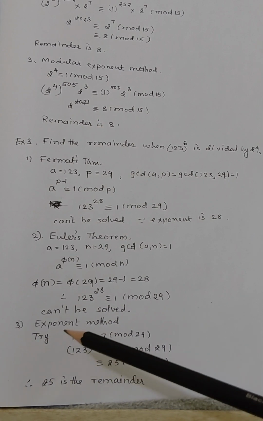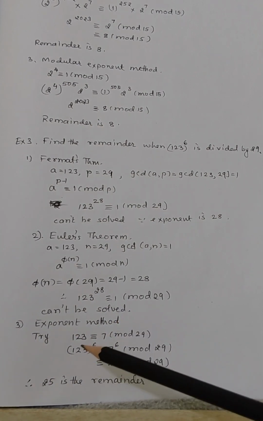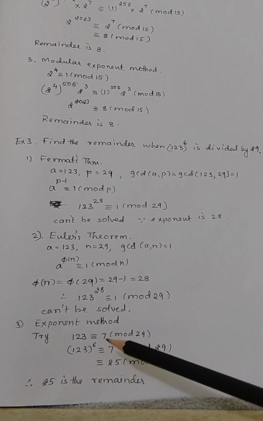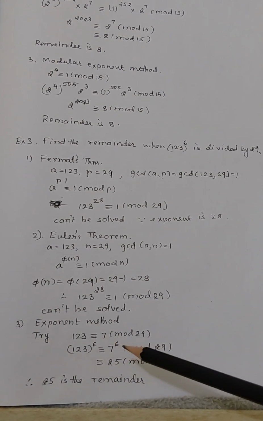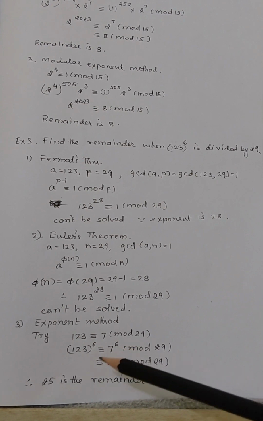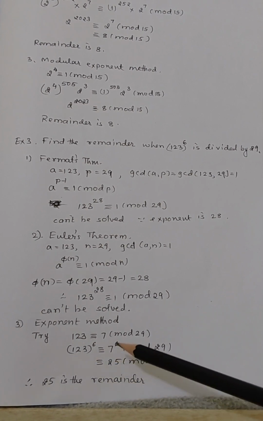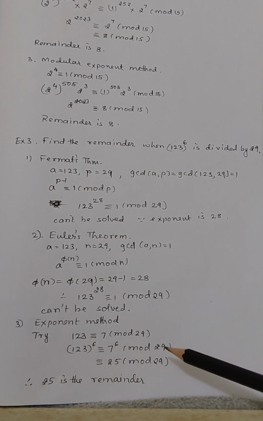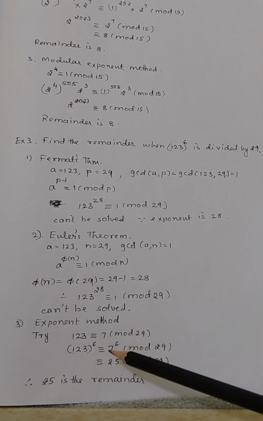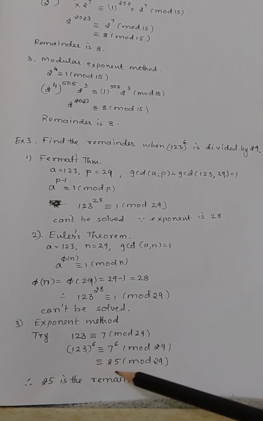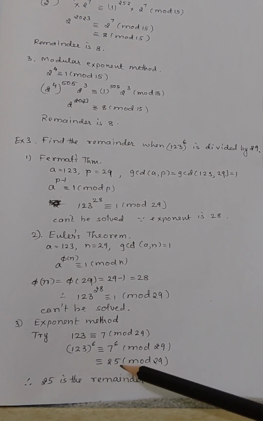We try with the exponent method. 123 when divided by 29 gives the remainder as 7. Raise both sides to the power 6. So 123 to the power 6 is congruent to 7 power 6 mod 29, which is a small number. You can use a calculator and divide it by 29. The remainder will be 25.